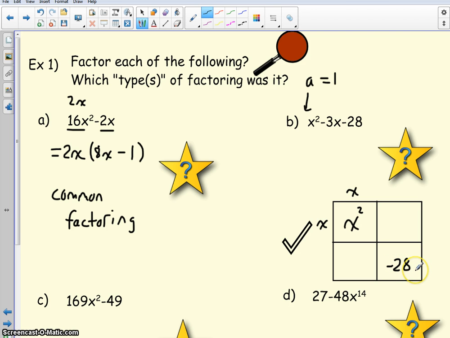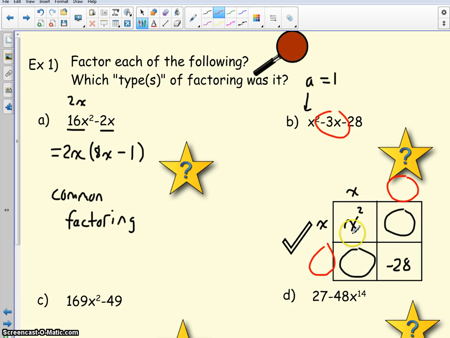You can have -28 and 1, 2 and -14, positive 14, -2, and so on and so forth. But remember that when we multiply these through, we're going to be multiplying them by x. So our terms here along the diagonal have to add to our middle term in the original expression. So whatever's here has to add to give us -3x. Whatever's on the outside here has to multiply to give us -28.